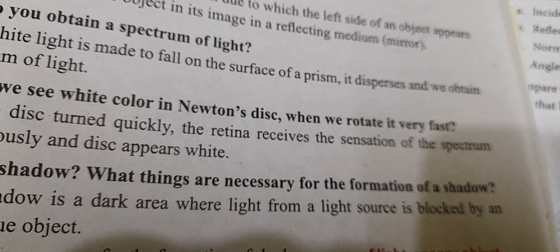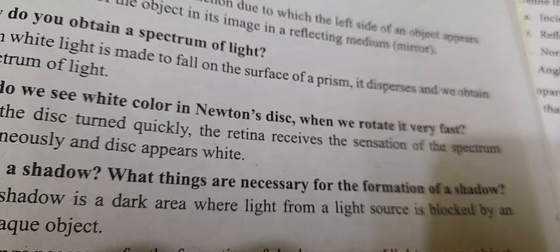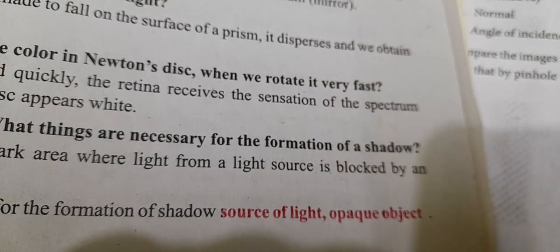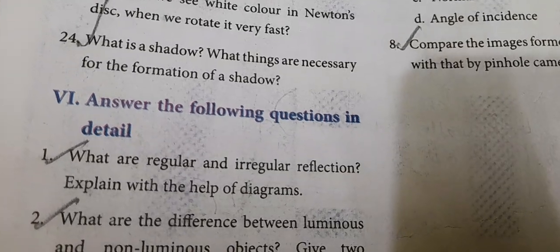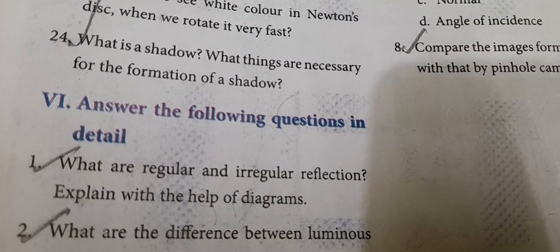What things are necessary for the formation of a shadow? A shadow is a dark area where light from a light source is blocked by an opaque object. Things necessary for the formation of a shadow: a source of light and an opaque object. In the sixth subdivision, answer the following question in detail: what are regular and irregular reflection? Explain with the help of a diagram.